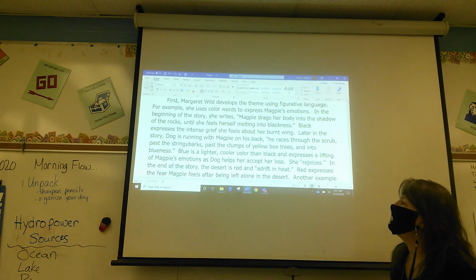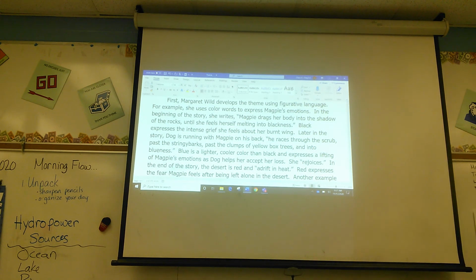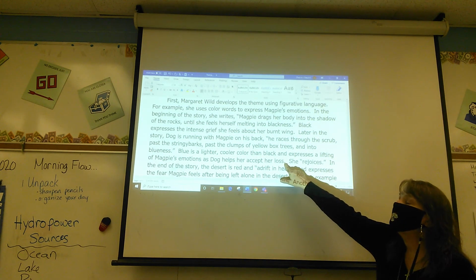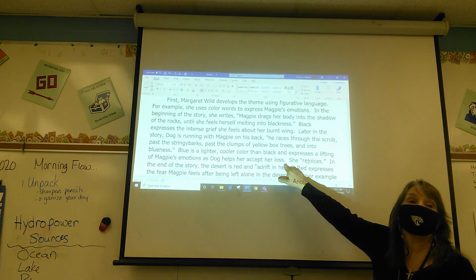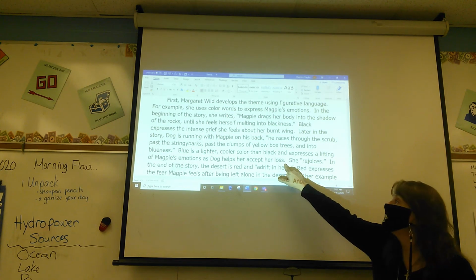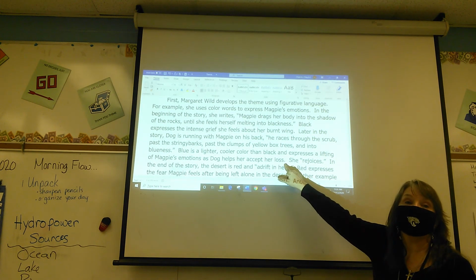Blue is a lighter, cooler color than black and expresses a lifting of Magpie's emotion as Dog helps her accept her loss. Now notice that's what we're talking about, right? Our theme is that friends can help you through difficult times. It's being developed through the use of color words to express emotion.